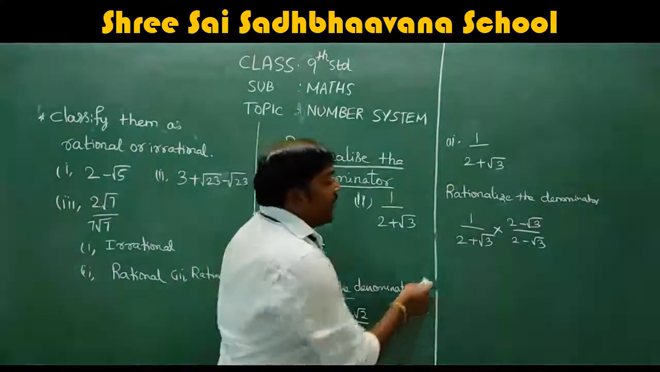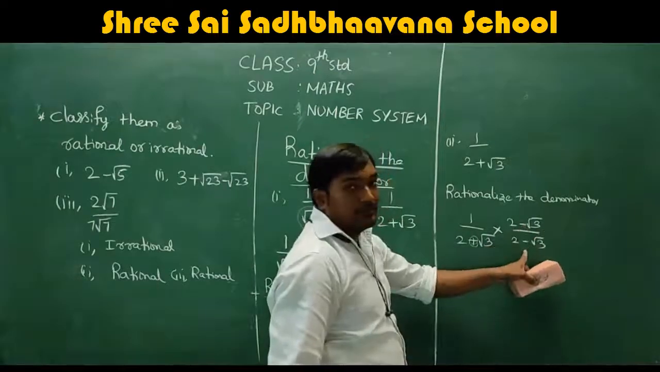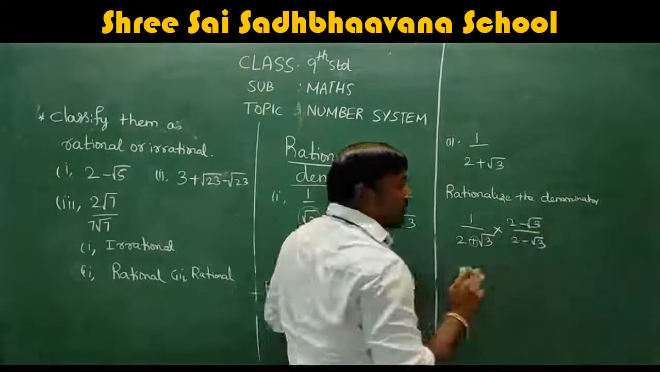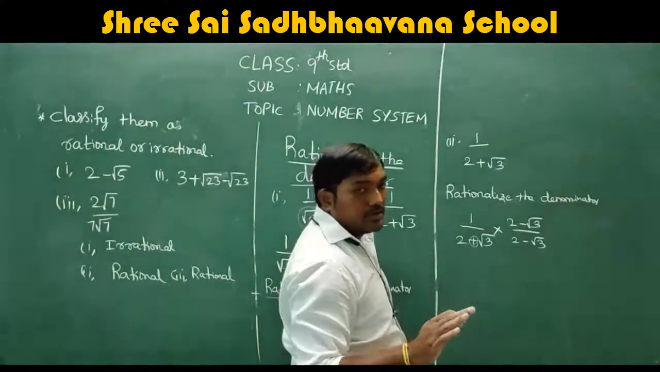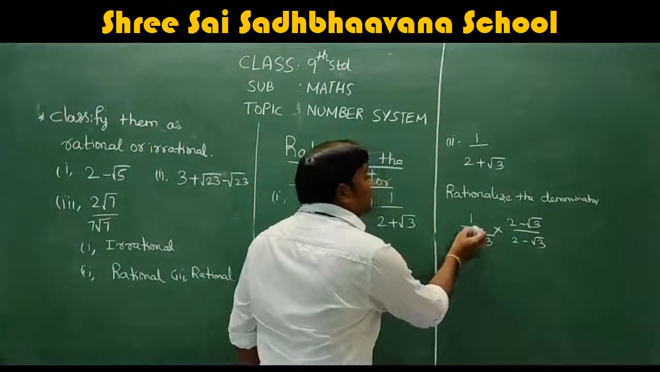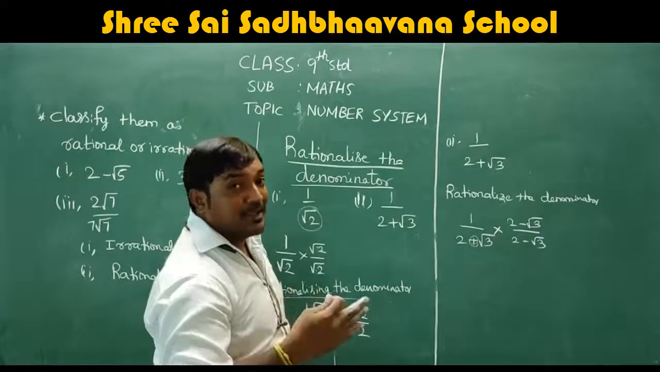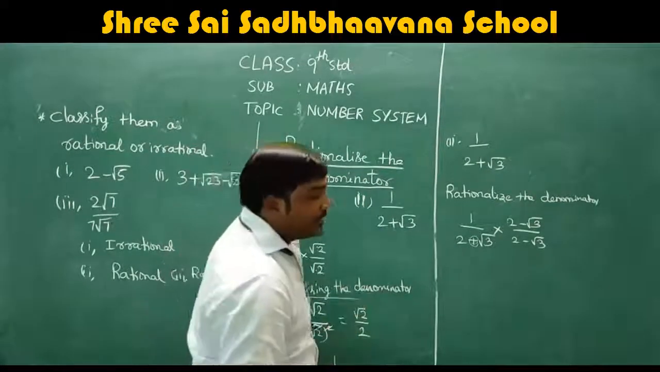Okay? Then if you have 2 plus root 3, here what is the sign? We have plus, so we are taking minus. Don't change this 2 and root 3, let it be. 2 and root 3 you cannot change, same numbers. What you are changing? Only the sign. Plus you are changing to minus.